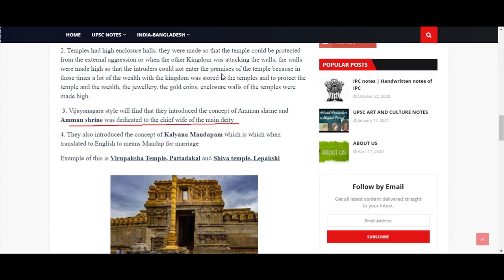And also we find that they introduced the concept of Kalyana Mandapam. Now we all know what Kalyan means. Kalyan means marriage, and Mandapam, so we can translate it roughly to the Mandap for marriage. Examples are the Virupaksha temple at Pattadakkal and the Shiva temple at Lepakshi.